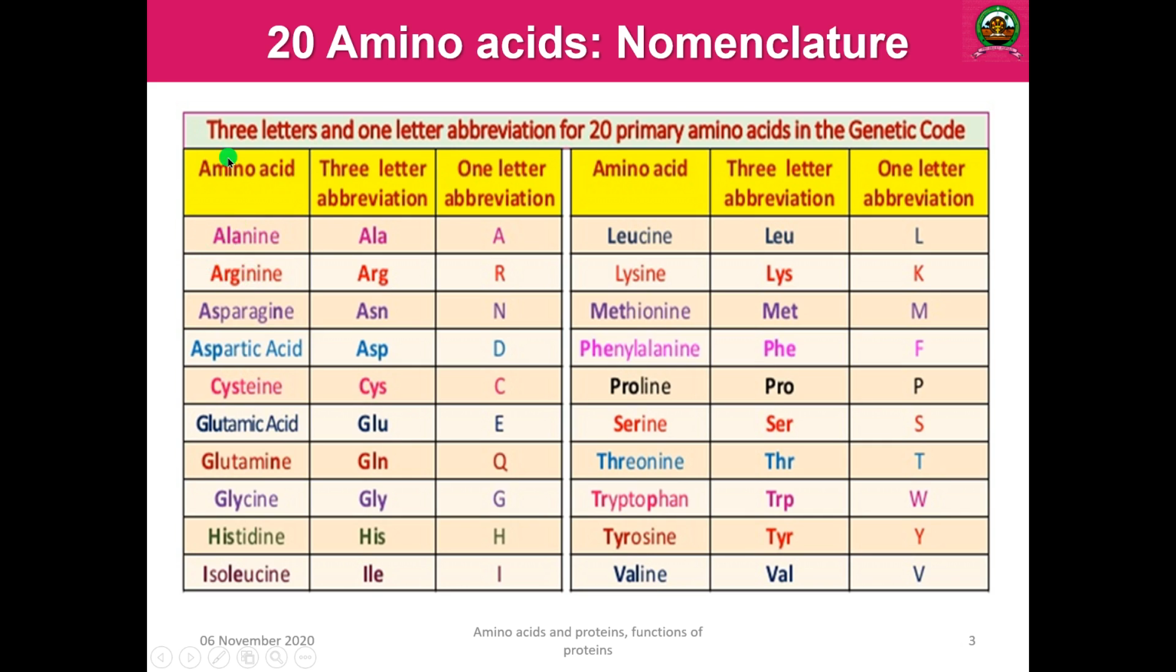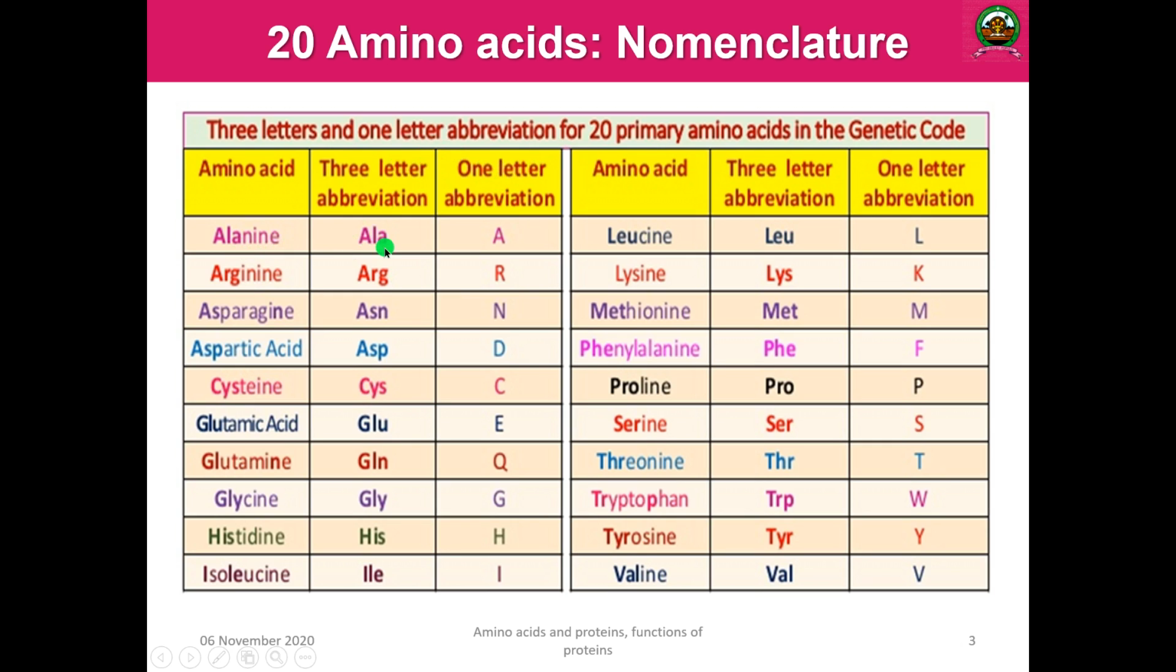The amino acids are alanine, arginine, asparagine, aspartic acid, cysteine, glutamic acid, glutamine, glycine, histidine, isoleucine, leucine, lysine, methionine, phenylalanine, proline, serine, threonine, tryptophan, tyrosine, and valine. So these are the different types, and the colors indicate that some of the amino acids come under the same family.